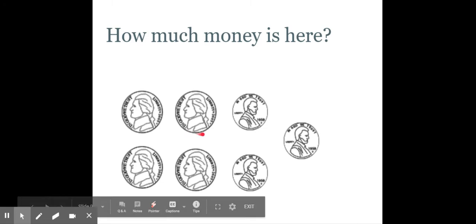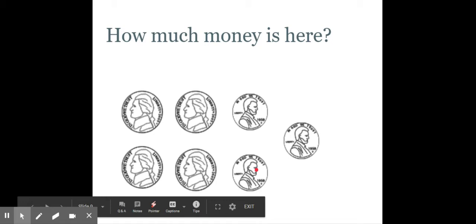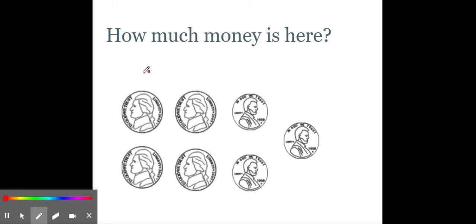But now I've got pennies. Do you remember how much a penny is worth? If you said 1 cent, well, you're doing good again. So here's 21 cents, 22 cents, 23 cents. If you're not sure how I got that far, let me see if this works right here.